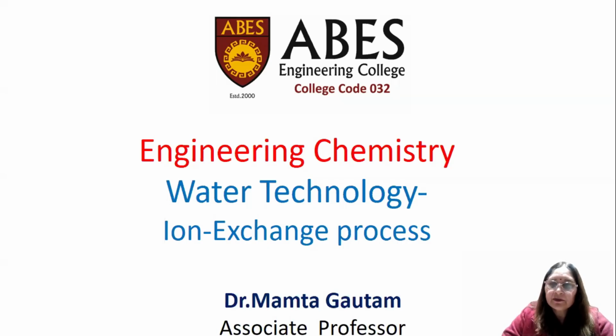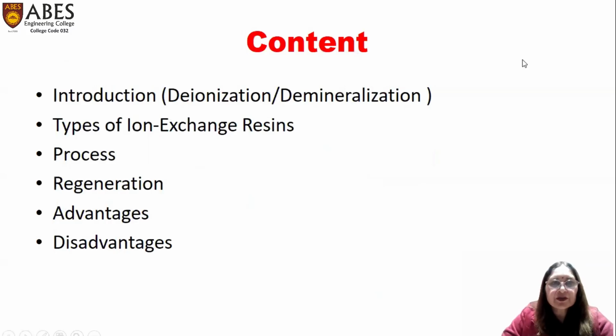In the previous lecture, we discussed the water softening process part 1, the zeolite process. This is Unit 4, Engineering Chemistry, Water Technology. Today we will discuss the water softening process part 2, that is the ion exchange process. In this lecture, we will cover the introduction of this process, types of ion exchange resins, process, regeneration, advantages and disadvantages.